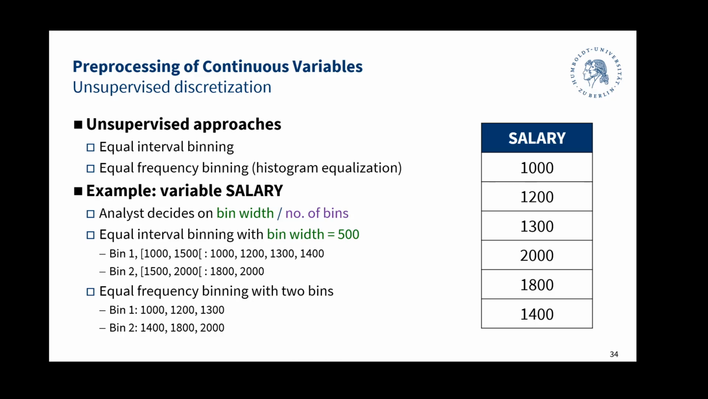Equal interval means that you have a salary width of equal length, for example, $500. And then your first interval will cover 1,000 to 1,500 income, and the incomes between 1,500 and 2,000 will be covered in the second bin. And you see how the bins are unevenly populated. So in the first one, we have 4 clients, while we have only 2 clients in the second bin. But the width of the bin is equal.